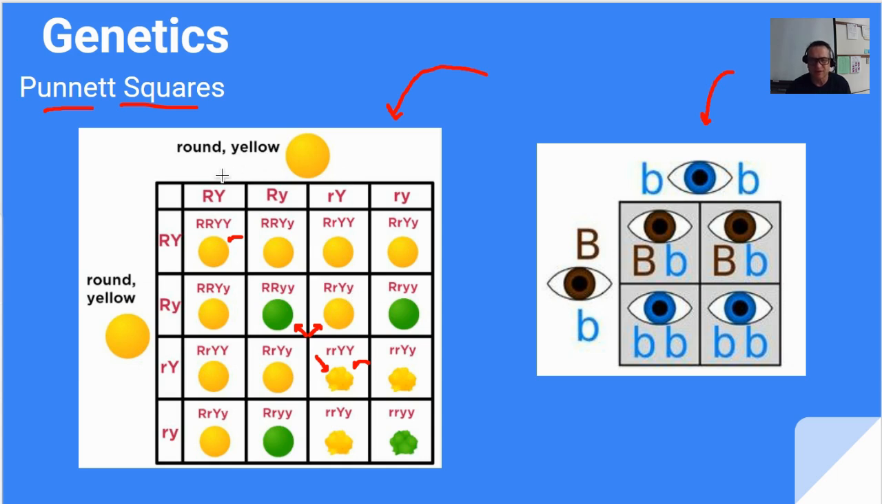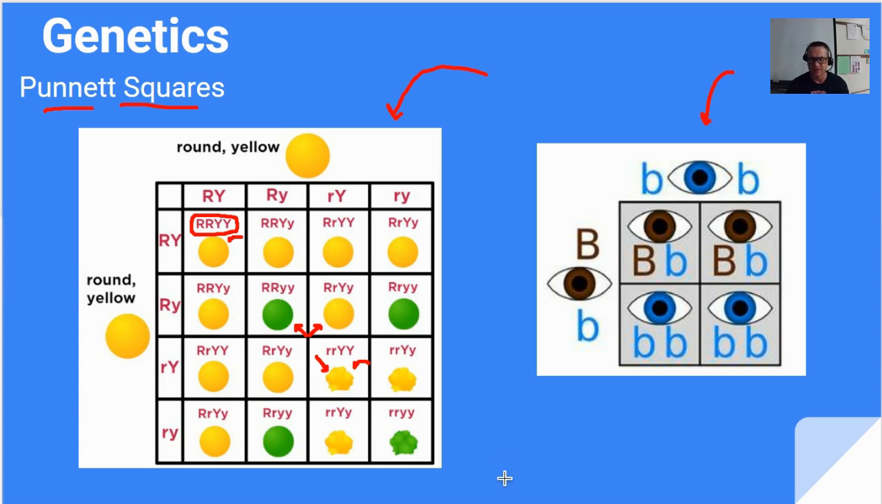So now our genotypes, remember the genotypes for a monohybrid is just two letters, like big B, little b. But now with a dihybrid cross, since we're looking at two traits at once, our new genotypes are going to be four letters. Two R's for either round or wrinkled, and then two Y's for either yellow or green.